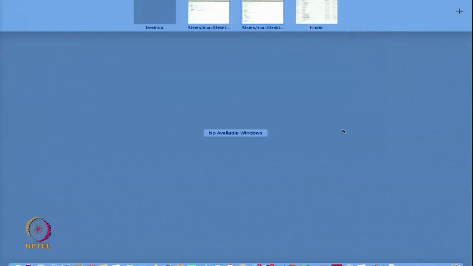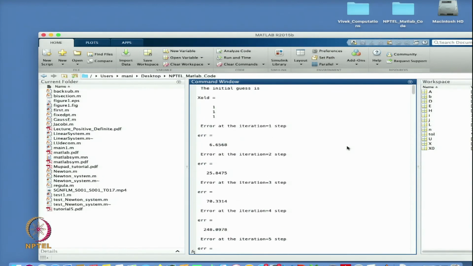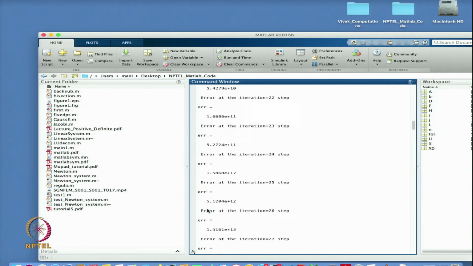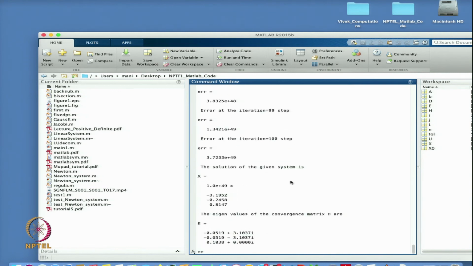So let us run this code. This is the solution I am getting. I am starting with 1, 1, and the error at the first iteration is very high, it is 6.65. Then the error keeps increasing, and after some time you see that the error becomes a very large number. It means that this process is not going to converge, and maybe after 100 iterations my error is infinity.